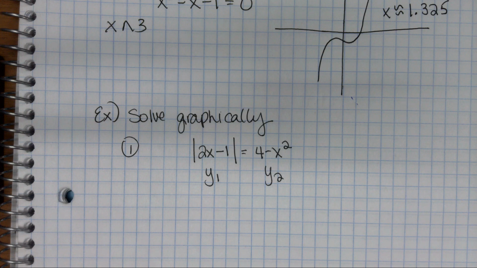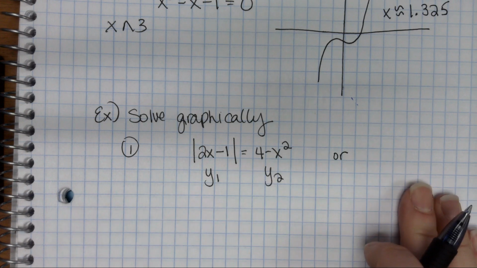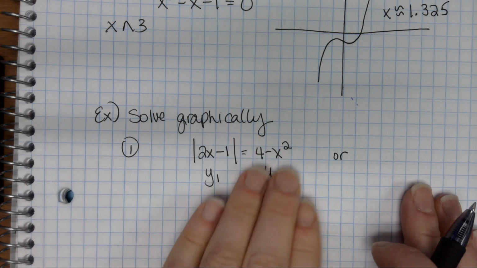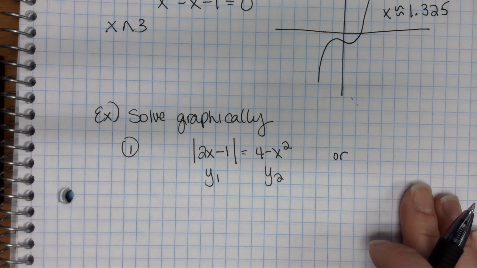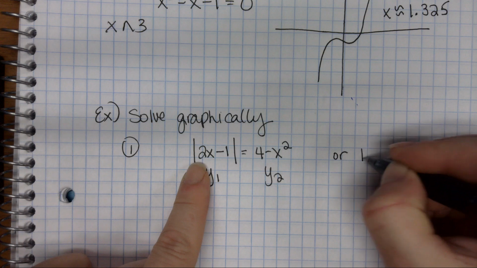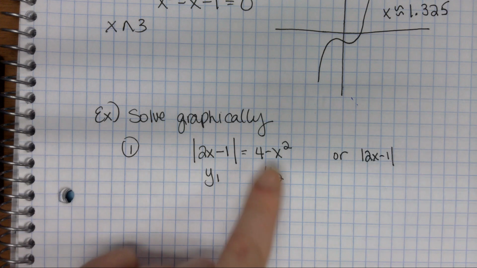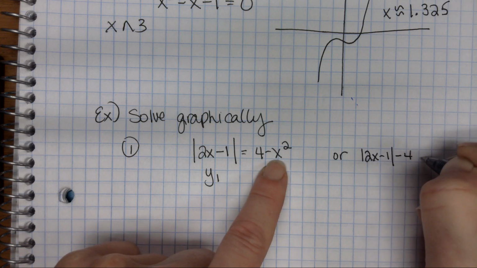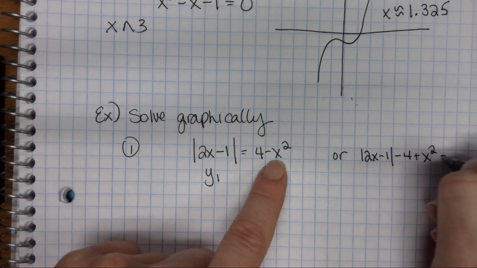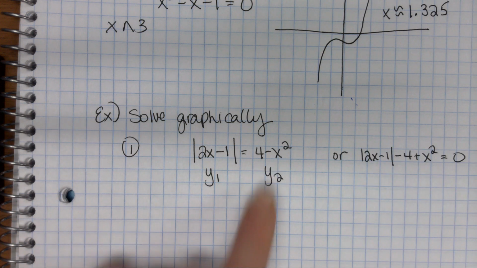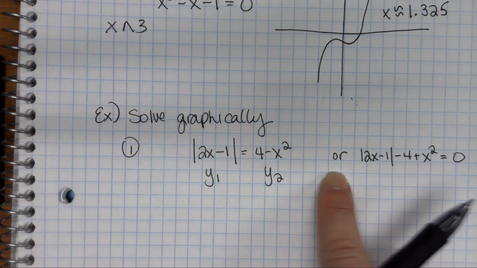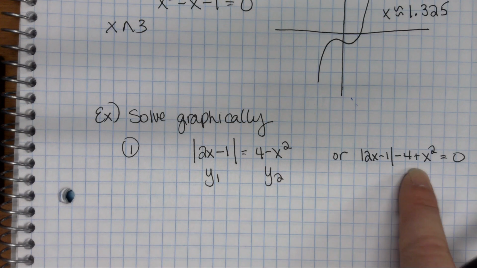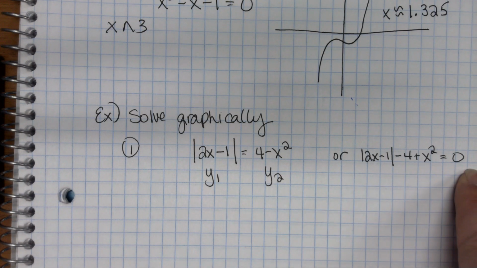Method 2, I'm going to do this one, but I'll show you this one because this one is going to be the same as what we did above. You can move everything to one side and get a 0. So you could do like 2x minus 1 absolute value, move the 4, so it'd be minus 4, move the minus x squared, so plus x squared equals 0. And then now this is going to be kind of a wonky looking graph, but you could find the intersection of that and 0. That is the same as we did before.